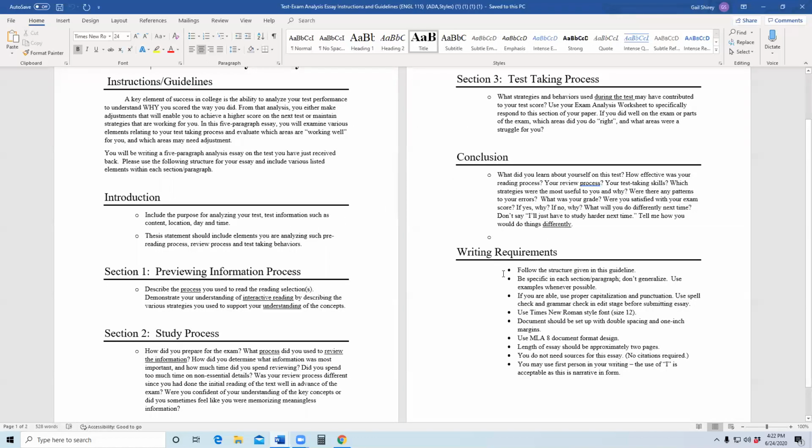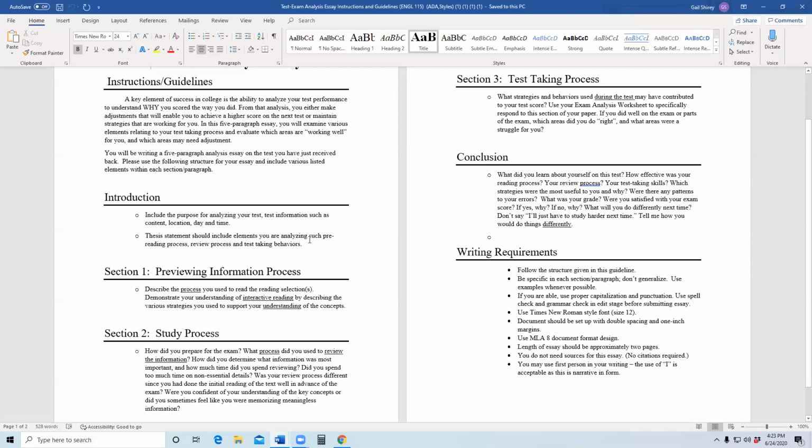So to do this essay, the first thing you're going to do is complete your introduction. In the introduction, you are writing about the purpose for analyzing your test. You're going to give test information, things like content, what was it on, chapter 1, 2, 3, the location, the day, and the time that you took the test. Be sure to include a thesis statement. The thesis statement should include the elements you're analyzing, such as the pre-reading process, review process, and test-taking behaviors.